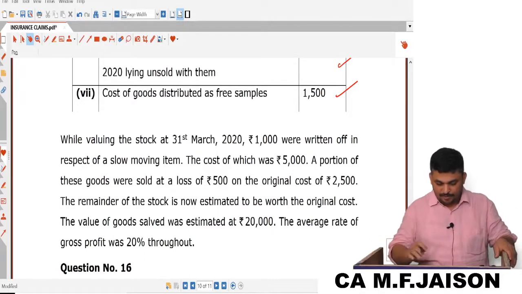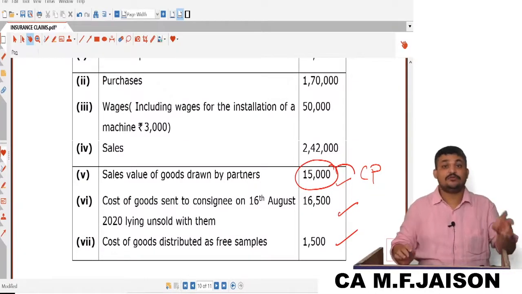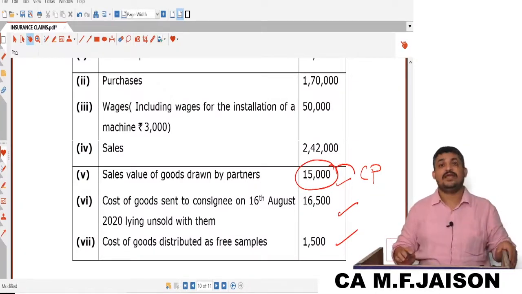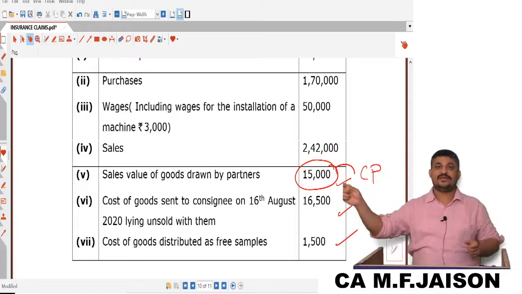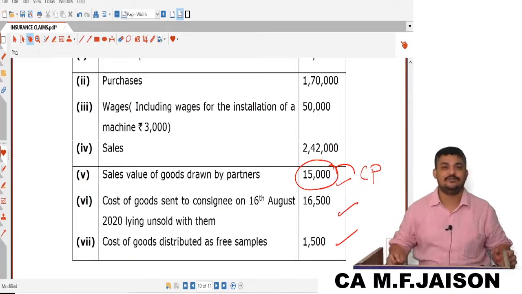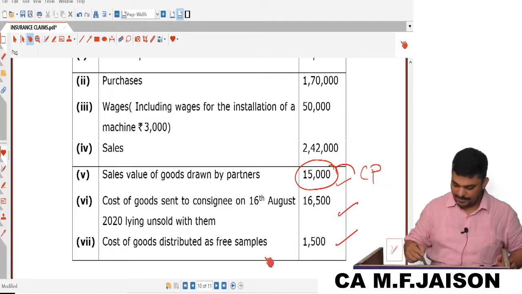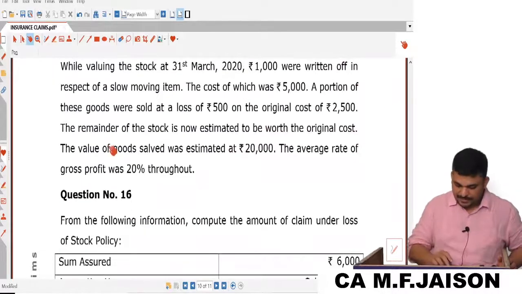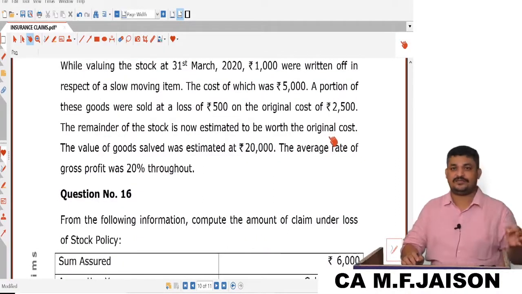It is sold for how much? 2,000. Here sales given is 2,42,000. The other 2,000 is sales of abnormal goods. Normal sales 2,40,000. In your abnormal goods column you will write 2,000. In the normal goods column you should write 2,40,000. And that is the point you should be knowing. Correct?